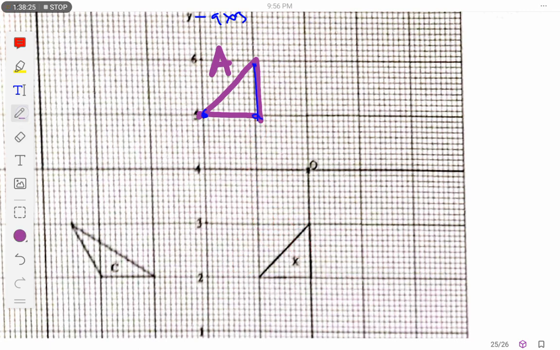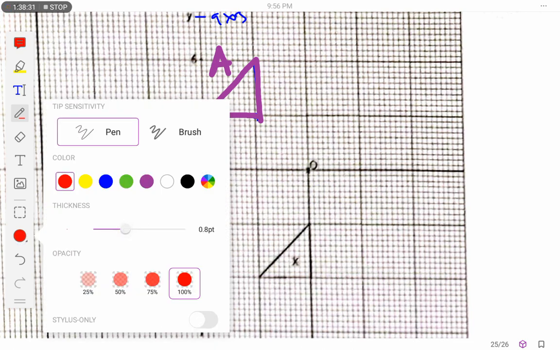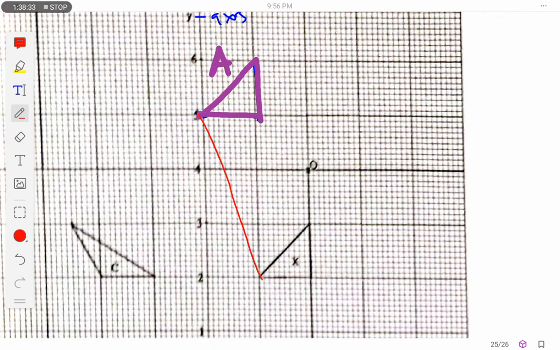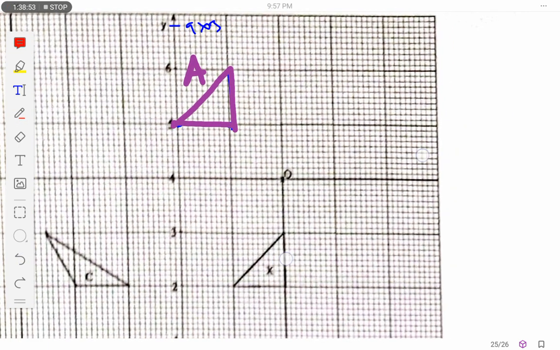So what you can check to confirm that what you have done is correct, when it comes to translation, guys, they are moving in a straight line. You can just join these points with a ruler. These lines should be parallel to each other. Then it shows that it is translation. Translation means it's moving in a straight line. Okay, fine. Let's move on to the next question.